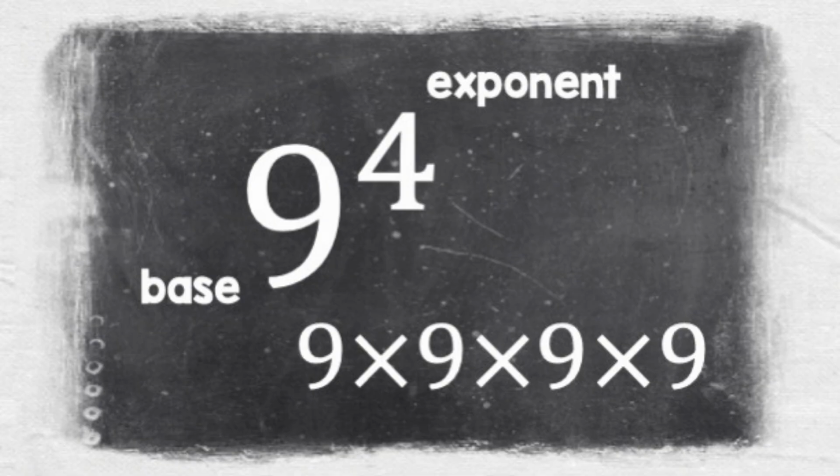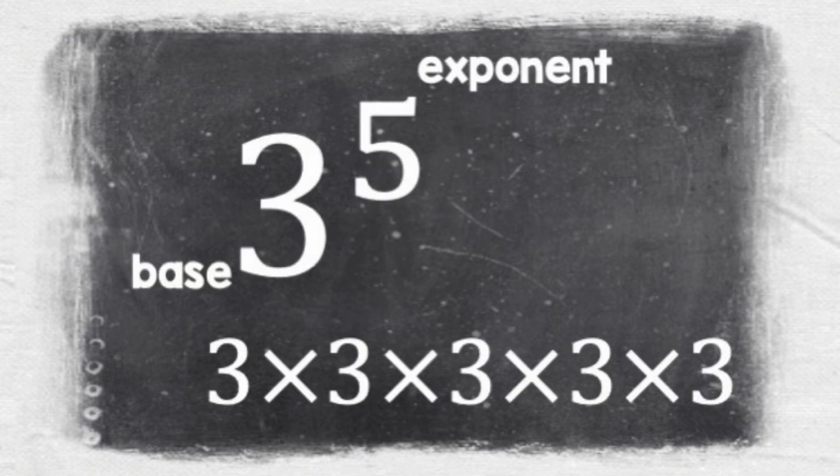What that means is 9 multiplied by itself 4 times. So 9 times 9 times 9 times 9. What about this one? If you said 3 to the 5th power, you're right. 3 to the 5th power means 3 times 3 times 3 times 3 times 3. Whew, that's a lot of multiplying.